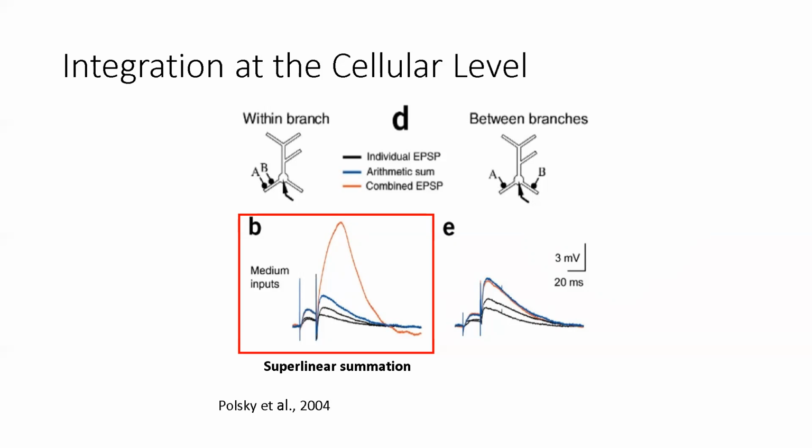Importantly, these experiments were done in rat cortical neurons from a brain slice, not in an awake living animal. So we're interested in studying, does this superlinear summation occur in a living animal?